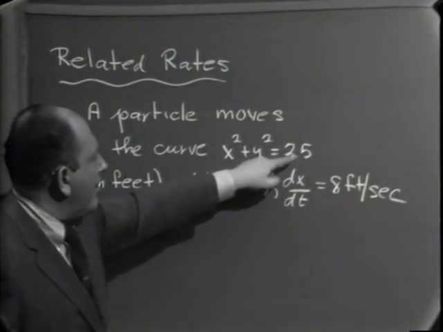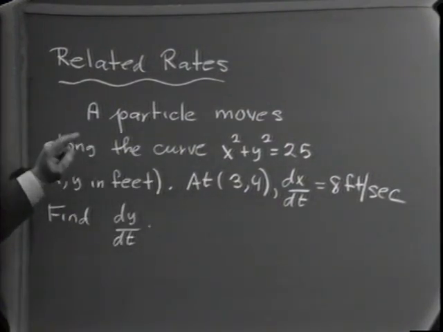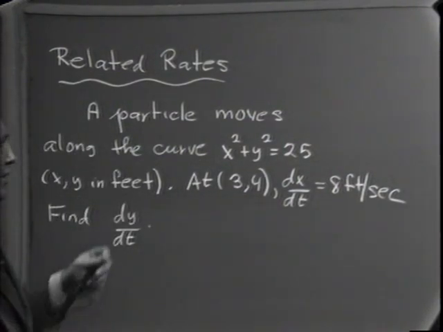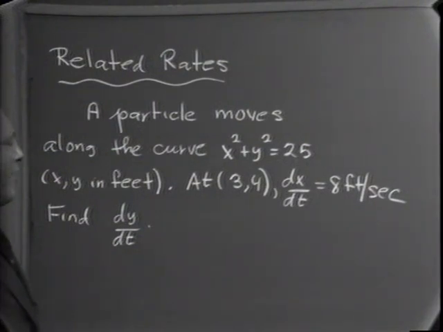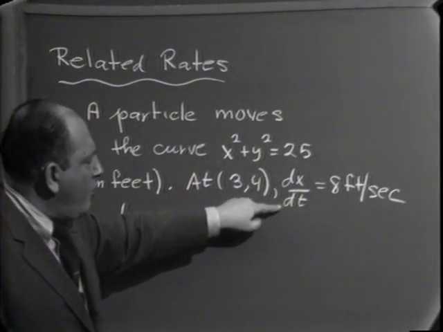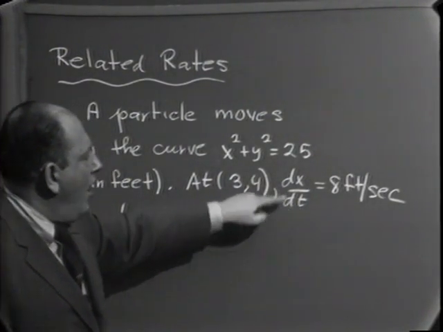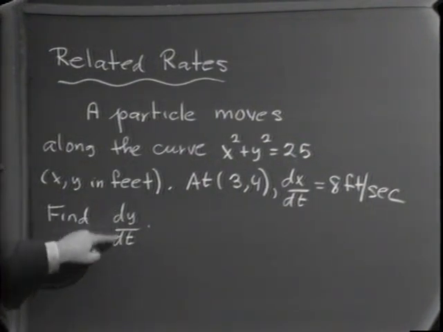See, now instead of asking for the slope of this circle or what have you, let's word the question this way. Let's suppose we have a particle. The particle is moving along the curve x squared plus y squared equals 25, where for physical reasons we'll say x and y are in feet, and that we know at the point 3, 4 dx dt, the horizontal component of the speed of the particle, is 8 feet per second. And the question is, we'd like to find dy dt, the vertical component.